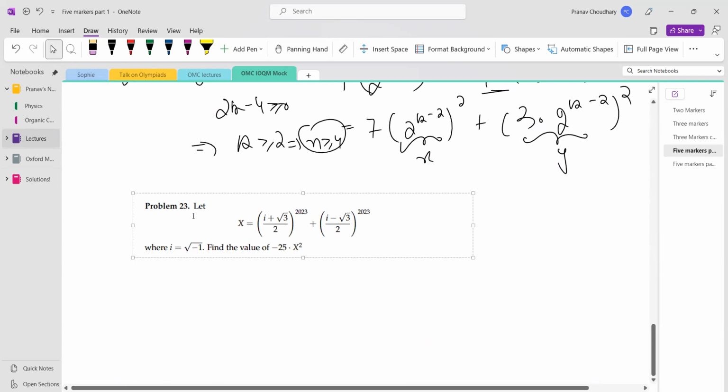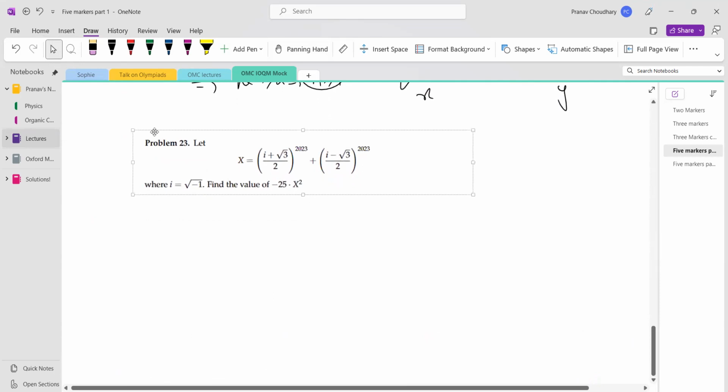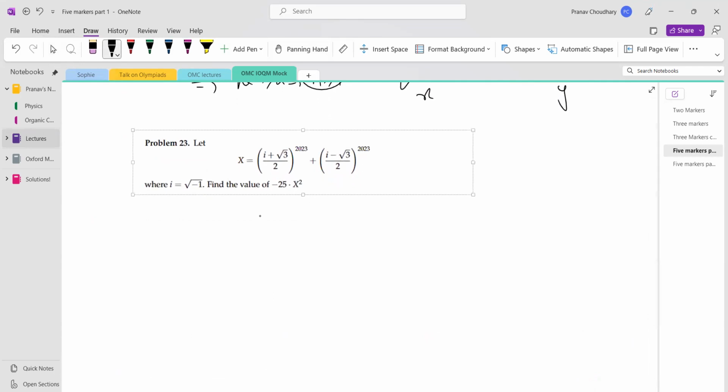If you have seen complex numbers before and like complex representation, this is a very standard complex number problem. So, i plus root 3 by 2, I can write this number as... okay, you should know this thing.